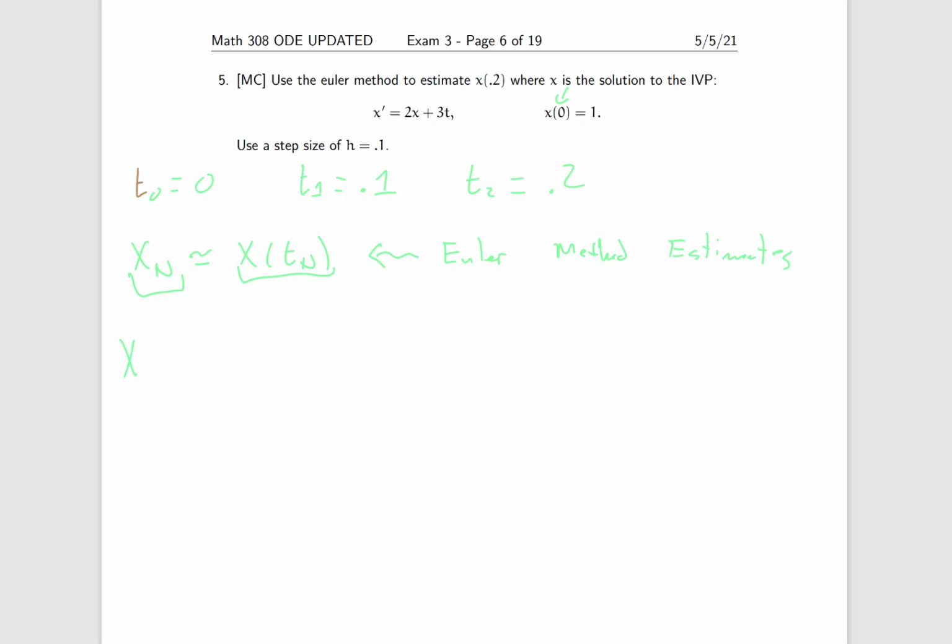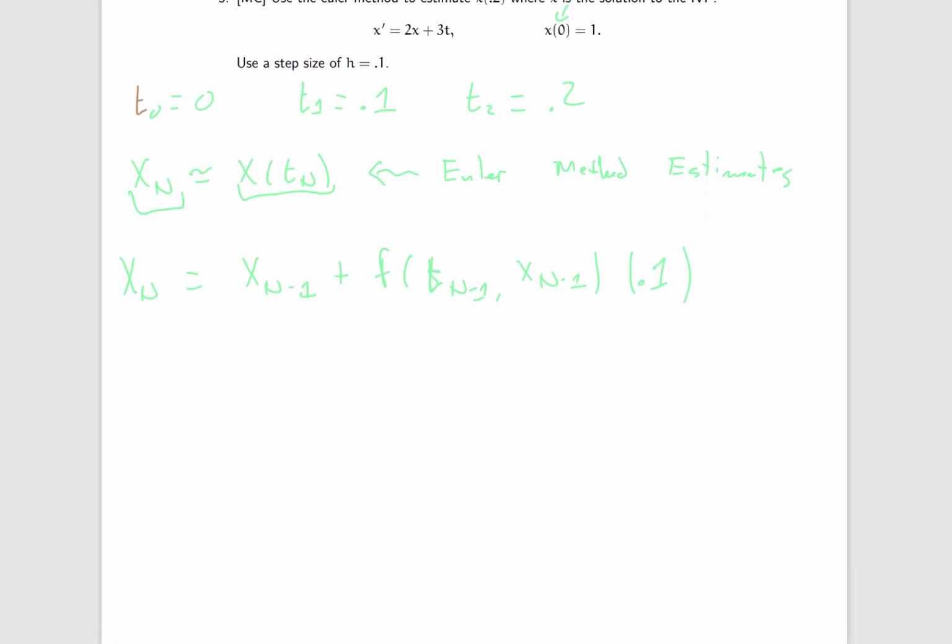At any rate, x_n is equal to x_{n-1} plus f of t_{n-1}, comma, x_{n-1}, times h, which in this case is 0.1. This is just based on the linear approximation property of the derivative. So in other words, if what we want is x of 0.2, that's approximately equal to x2. In this formula we want x2, which means we're going to have to figure out x1 first. So let's start there.